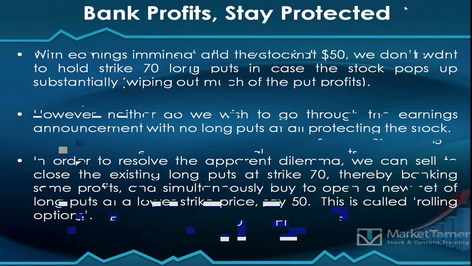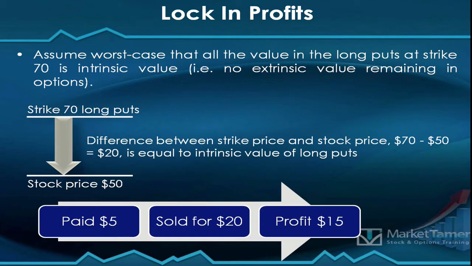Now here's what happened. We paid $5 for those long puts at the bottom of your screen. We sold them for $20. So if we assume there's no extrinsic value, again, we're using worst case numbers. We're not using the prettiest numbers. We made $15 on that long put. I understand the stock dropped $20, but we made 15 on a good company, good fundamentals that just happened to go through a downtrend.